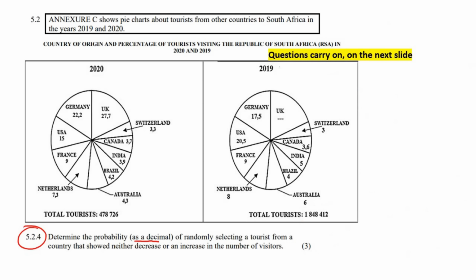This question says, determine the probability as a decimal of randomly selecting a tourist from a country that shows neither a decrease nor an increase in number of visitors. Now, they didn't ask this question really nicely, but what they meant was in terms of percentage. I don't want to get too technical here, but you see how the total tourist number is different. So yes, here Germany was 17.5, and here Germany was 22.2.